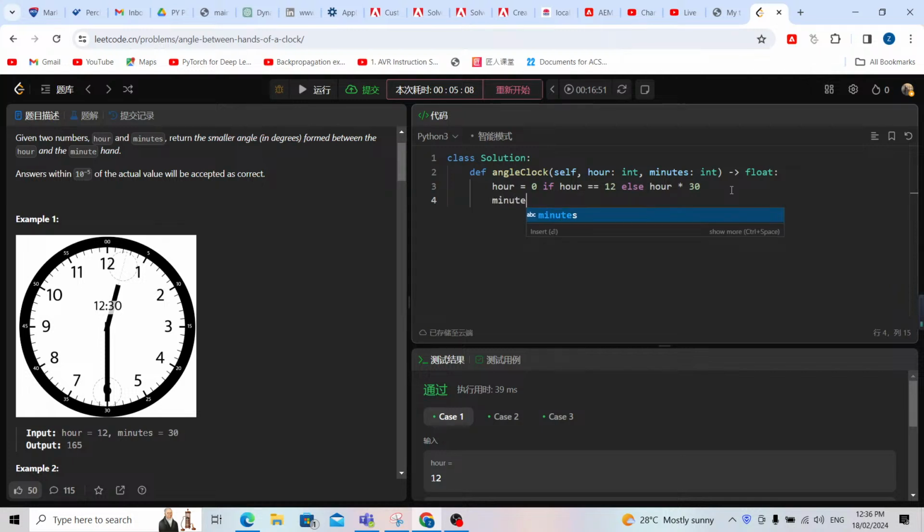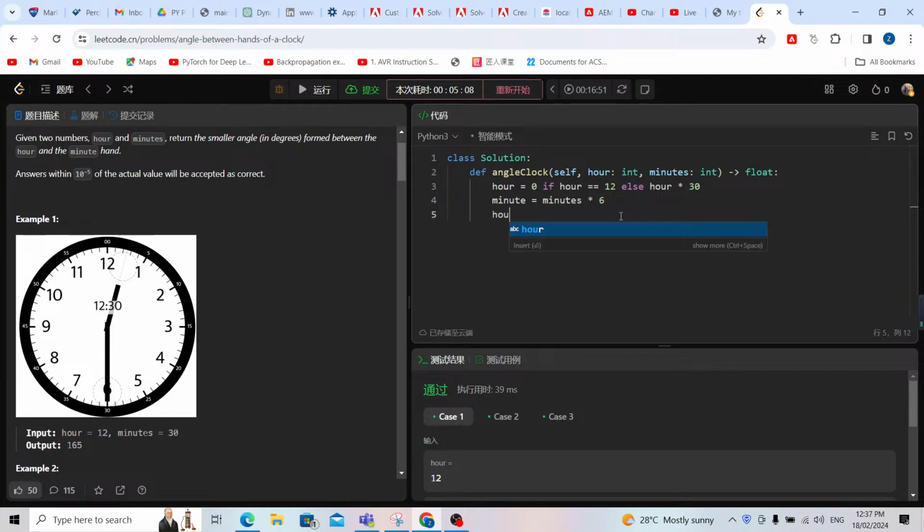Then we're going to calculate the minute. How many minutes are in a circle? There are 60 minutes. So each minute is 6 degrees. So it will be minutes times 6. This means how many degrees the minute hand goes from this 12 to other positions.